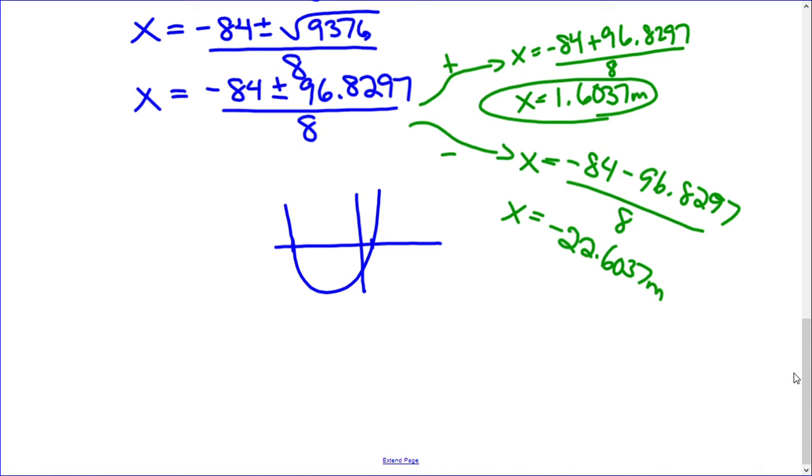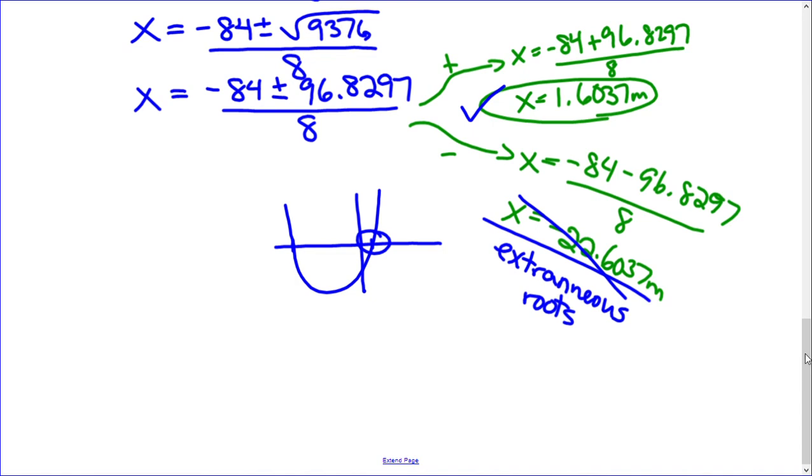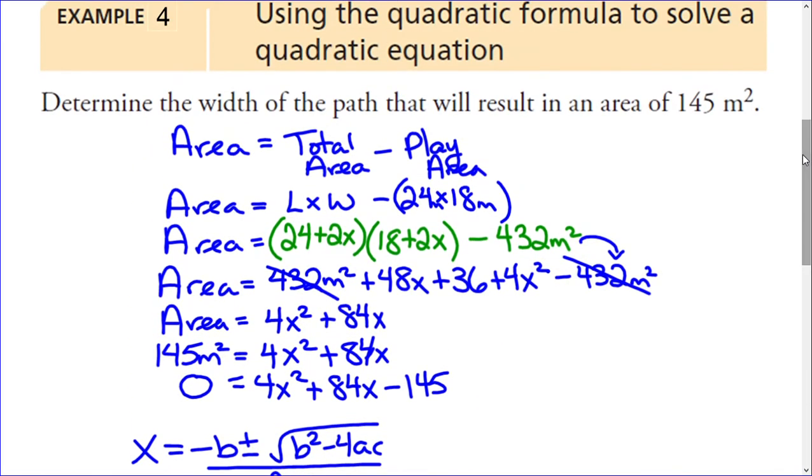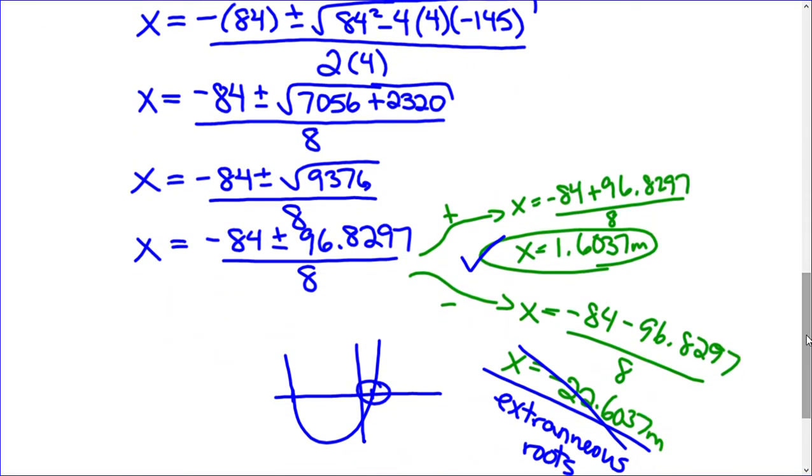But really what I'm looking for in this case isn't so much what it can do with that. I'm looking for what that maximum width could be. And so this one isn't going to help me relative to this question. This guy's called an extraneous root. And so in terms of the question, it doesn't make sense. It's eliminated. And so what's my actual root? What's the one I'm looking for in my answer? It's 1.6 meters for a fence width. So this is the one that it's looking for in the question. So I determine the width of the path that will result in an area of 145 square meters. It is 1.6 meters.